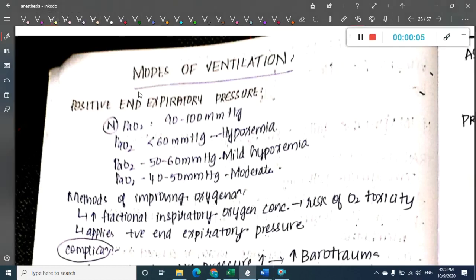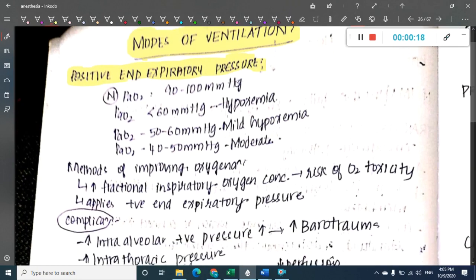In this chapter, let us learn about modes of ventilation of anesthesia. In this, we have first positive end expiratory pressure. What is this positive end expiratory pressure? It will amount to partial pressure of oxygen. What is the normal partial pressure of oxygen? Normal partial pressure of oxygen is 90 to 100 millimeters of Hg.